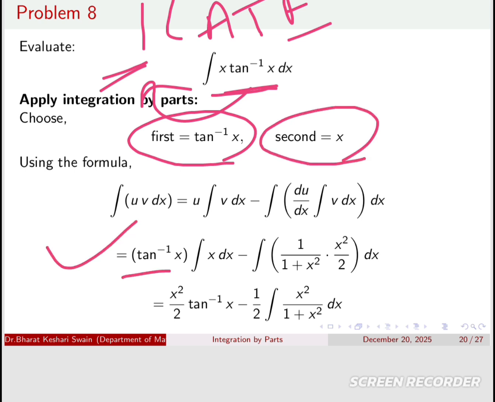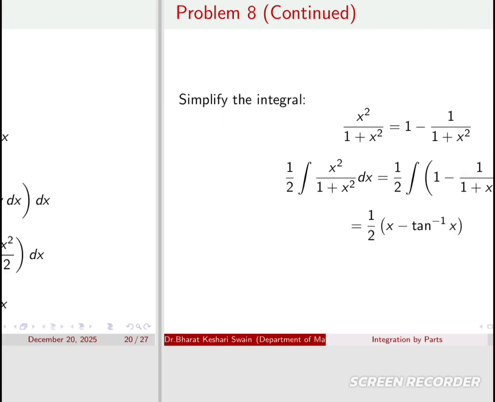First into integration of x dx, then derivative of tan inverse x, which is 1 by 1 plus x square, then integration of x, which is x square by 2. After solving it will be x square by 2 tan inverse x minus 1 by 2 into the integration of x square by 1 plus x square dx. Now, how to integrate this? Come to the next example, next slide. You can check here.